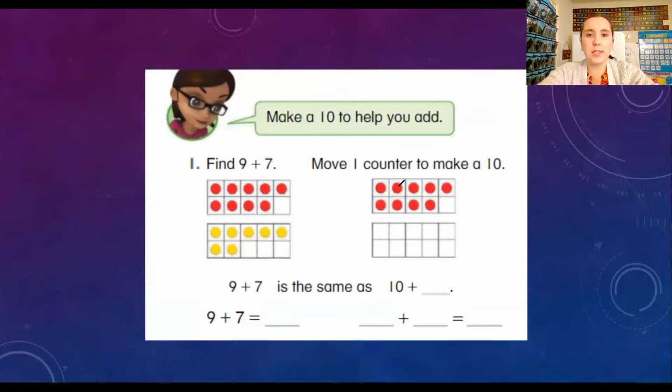Let's do this one. It says, make a 10 to help you add. Find 9 plus 7. Okay. So we have 9 here and 7 here. We need to make a 10. It says move one counter to make a 10. So I'm going to move one counter up here. And now I moved this one, so I'm going to have 6 left on the bottom. So 9 plus 7, which is over here, is the same as 10 plus 6. And we know that 10 plus 6 equals 16.